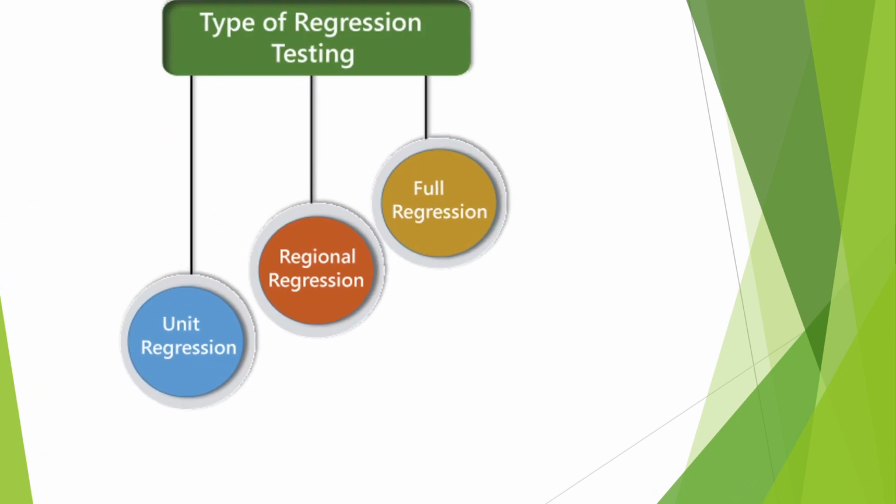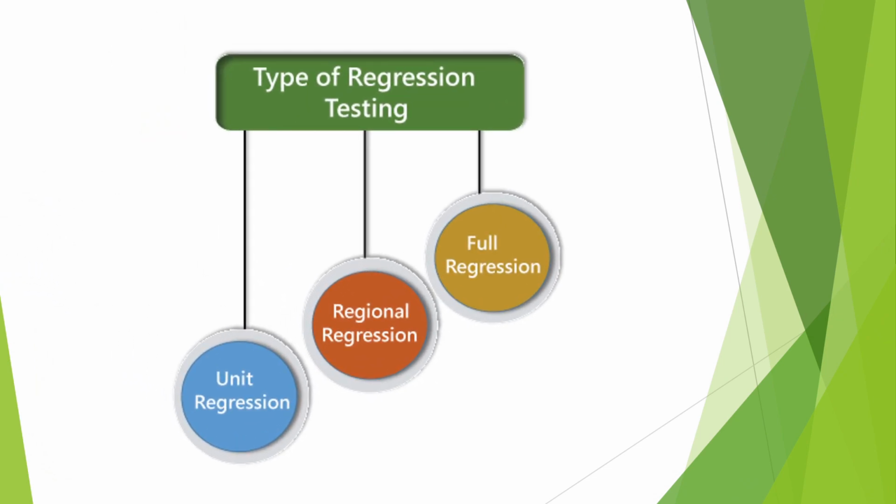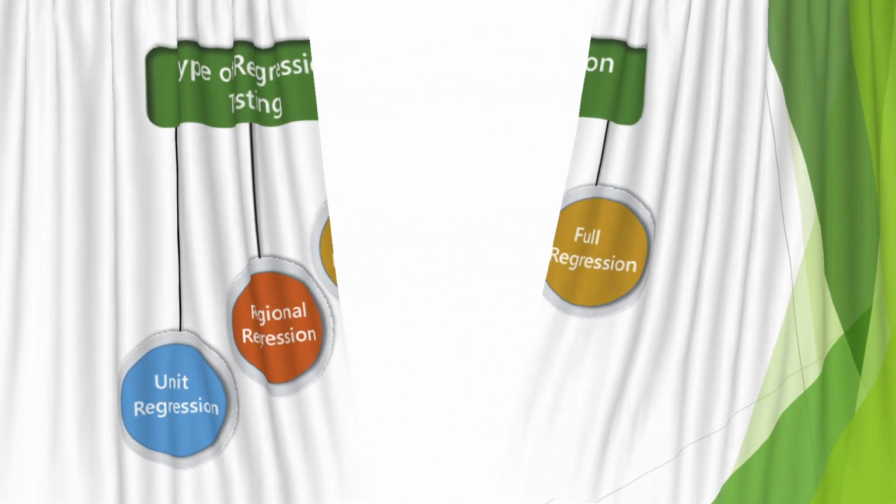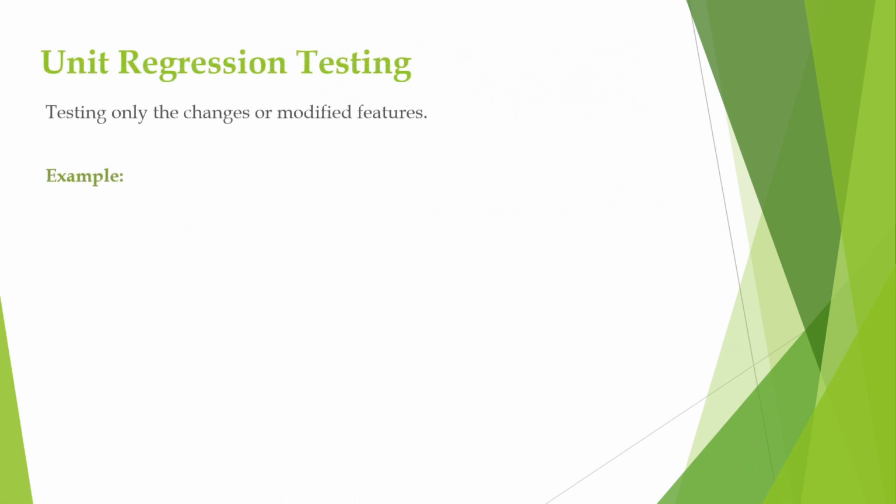Good day to everyone. Today we'll see the types of regression testing, that is unit regression testing, regional regression testing and full regression testing. First is unit regression testing. In unit regression testing, we will be testing only the modified feature or only the changes which we have done in the software. This type of testing is called unit regression testing.